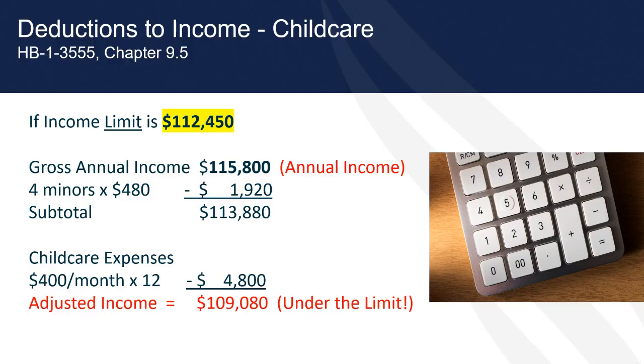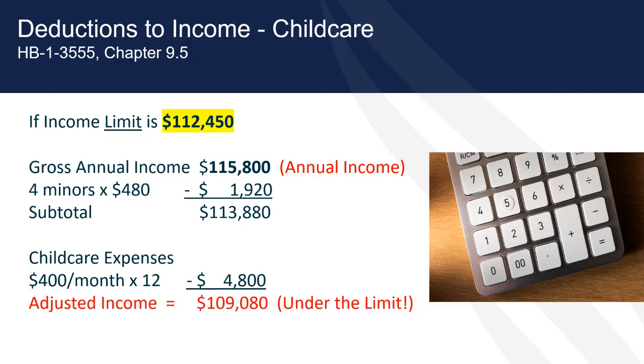Let's review a scenario. Once you have determined your annual income, you can move on to apply all the deductions that are relevant to your borrower to determine the adjusted annual income. Let's take a working family that requires childcare to be able to work as an example. The income limit for their area is $112,450. The gross annual income for the family is $115,800. They're clearly over the income limit. They don't qualify. So let's look for possible deductions.